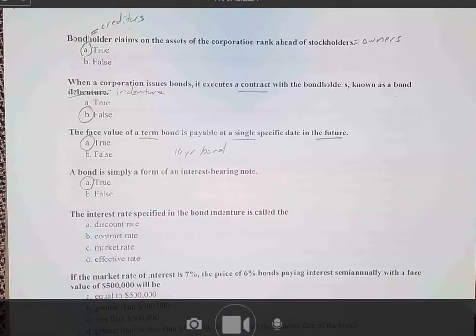Right here it says the interest rate specified in the bond indenture is called the, and then we have discount rate, contract rate, market rate, and effective rate. So in the PowerPoint lecture, I told you that if you've taken another class and you've been told that the interest rate and the discount rate are the same thing, that was good information and it was true, except when talking about bonds. And as we get further into the discussion on bonds, there's a reason why we don't use that terminology, discount rate.